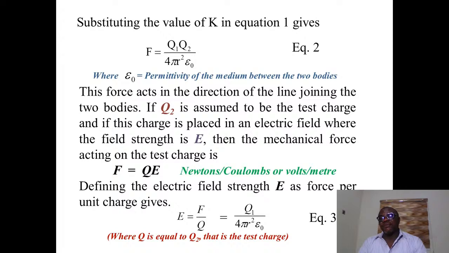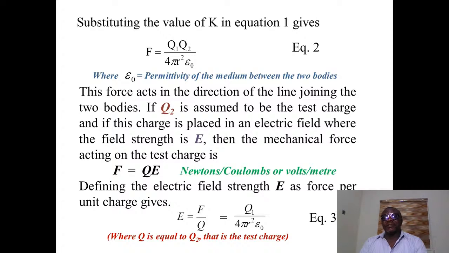which is F equals Q1 Q2 all over 4 pi r squared epsilon naught, where epsilon 0 is called the permittivity of the medium between the two bodies. This force acts in the direction of the line joining the two bodies.